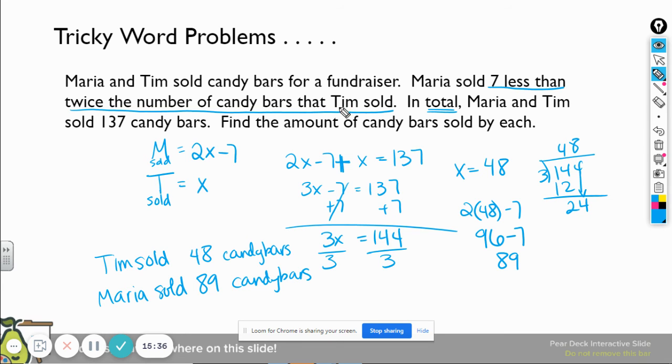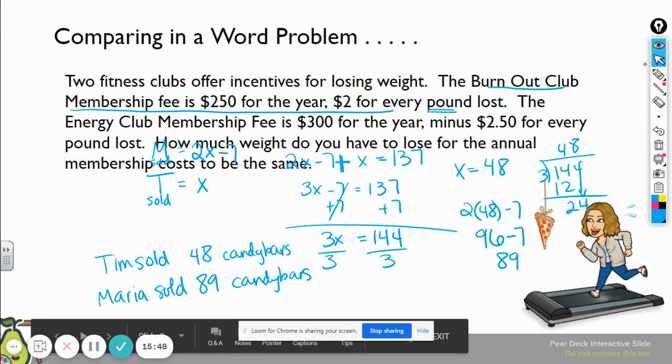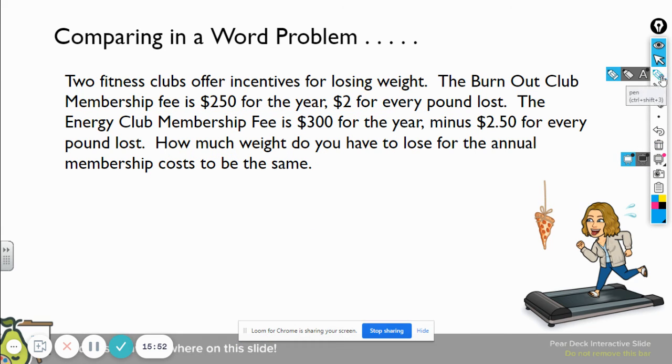So actually, Tim is a bit of a slacker. But you could add these both up together. They're going to add up to 137. So it's another way you could verify your answer. Okay, one more question. Remember, you can always fast forward, rewind, pause, any of those things.